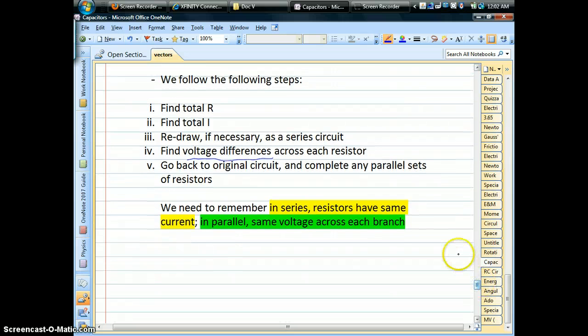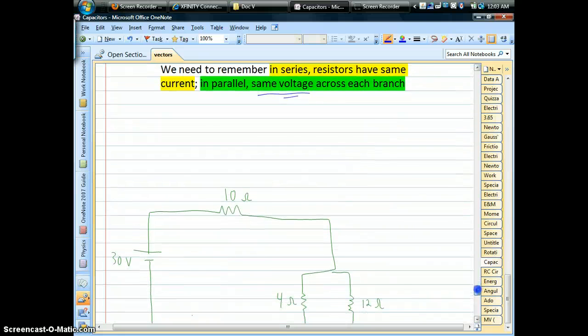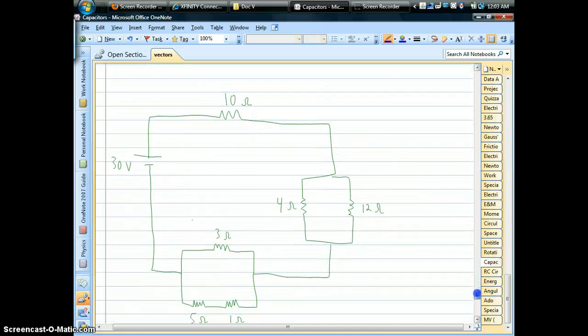So basically, there's two main things we have to remember here. In series, resistors have the same current. Okay, there's only one pathway in series. Whatever your current is has to go through everything on that path. In parallel, your current splits. However, each branch has the same voltage. That's what parallel basically means. So it's probably best just to go right to an example.